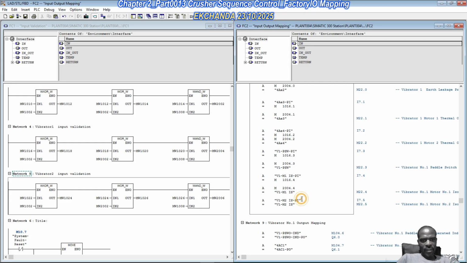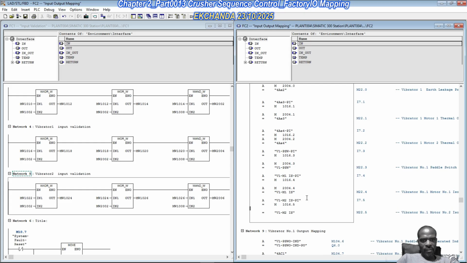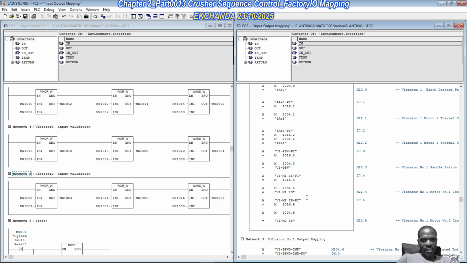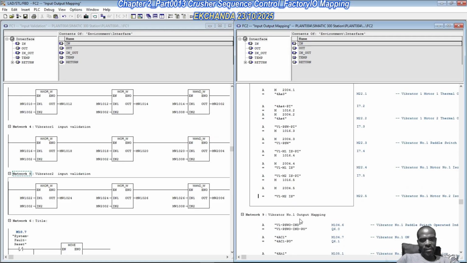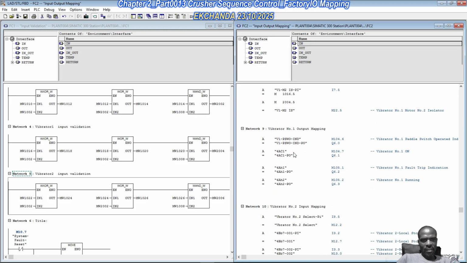Then here we have input 7.5, passing its signal state to memory bit 1016.5, and then memory bit 2004.5 passing a signal state to memory bit 22.5. So I think this pretty much does it.